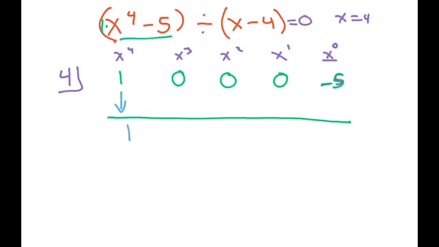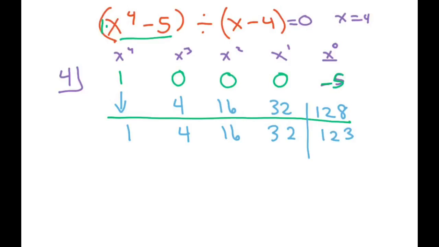So multiply 4 times 1, you get 4. Add those two, you get 4. 4 times 4 is 16. Add, and you get 16. 4 times 16 is 32. Add, and you get 32. And then you're going to multiply 4 times 32, and that's going to be 122, I believe. No, 128. 4 times 3 is 12. 4 times 2 is 8. So then when you add these up, this is your remainder part. That's going to be 123.